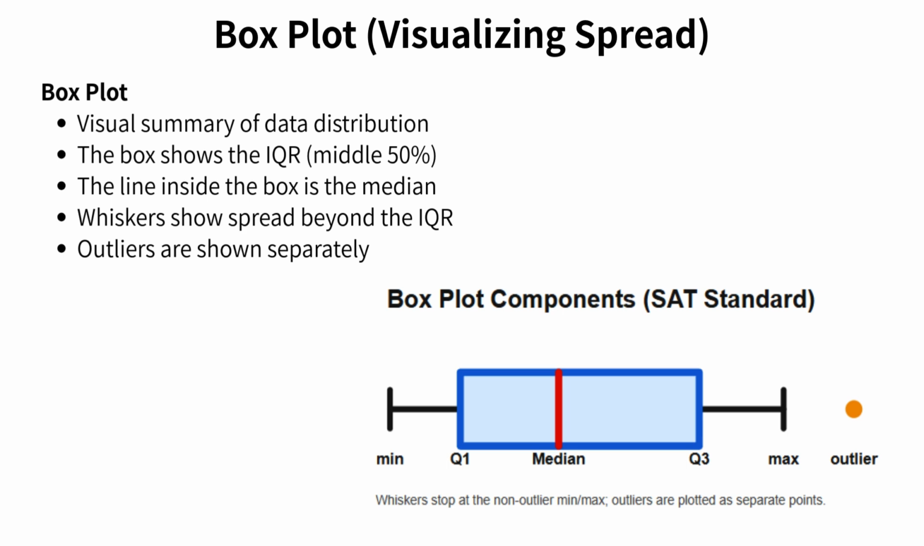Values that fall far outside the whiskers are shown separately as outliers. This separation is important because it prevents extreme values from distorting our view of the typical data. By looking at a box plot, we can quickly compare spread, detect skewness, and identify unusual values, all without calculations. On the SAT, this makes box plots one of the most efficient tools for comparing distributions accurately.